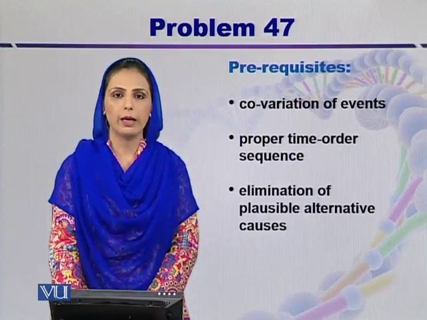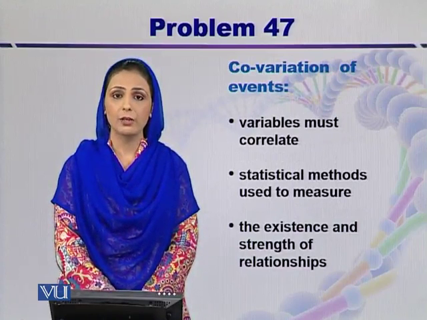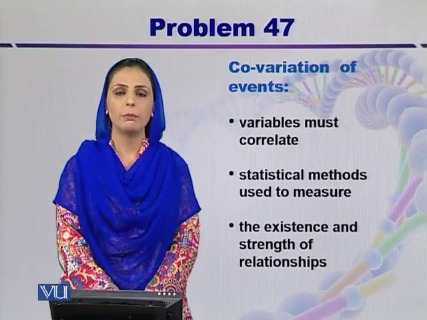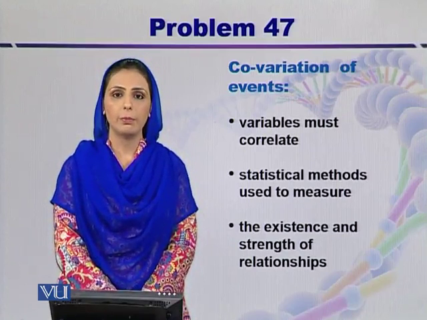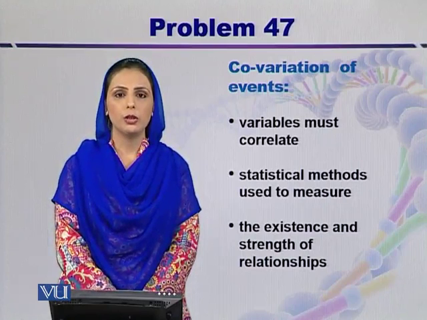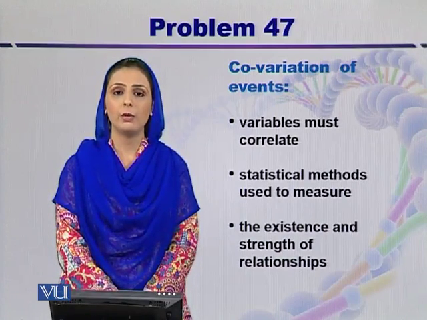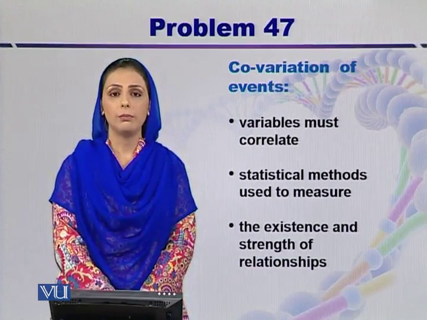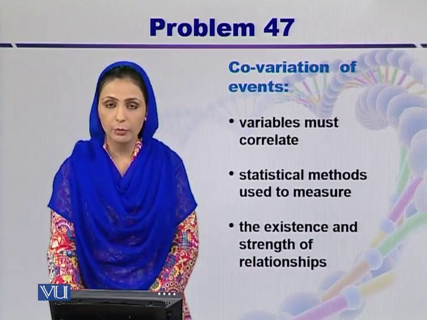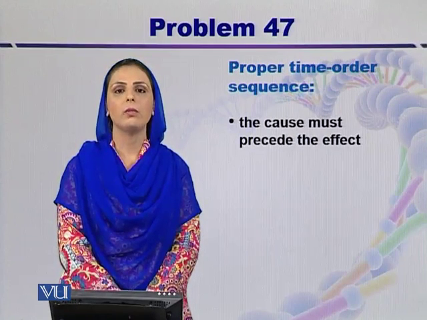Now let's discuss them one by one. First one is the covariation of events. Keep in mind that we have to apply statistics over here to measure the correlation between the variables. For the selection, statistical methods must be simple, otherwise it leads to flawed use of the data. Statistical methods should be used in such a manner that they determine the strength and existence of the relationship between the variables. The relationship between variables must be strong, and we have to show the existence of it. The second prerequisite is the proper time order sequence.